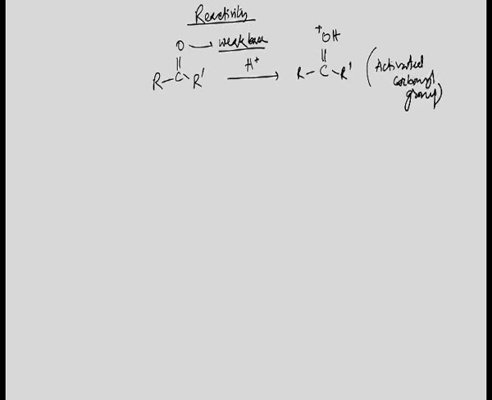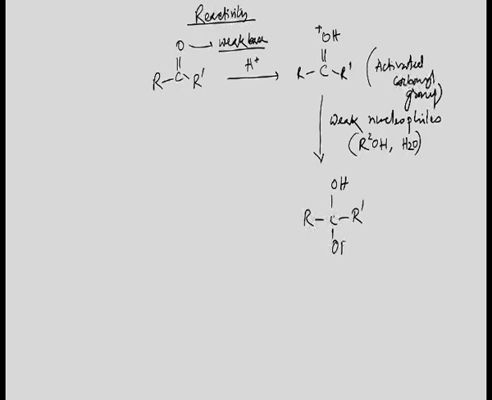Now this activated carbonyl group, here you can react weak nucleophiles, because weak nucleophiles will not react with the parent carbonyl compound, but will react with this activated carbonyl group. Weak nucleophiles like R2OH, that is alcohol, water, and then you can get OR or OH. So this is called acetals when it is with alcohol, and with water it is called hydrates.